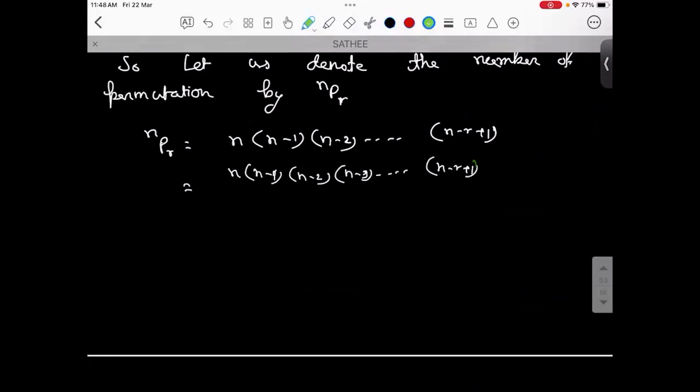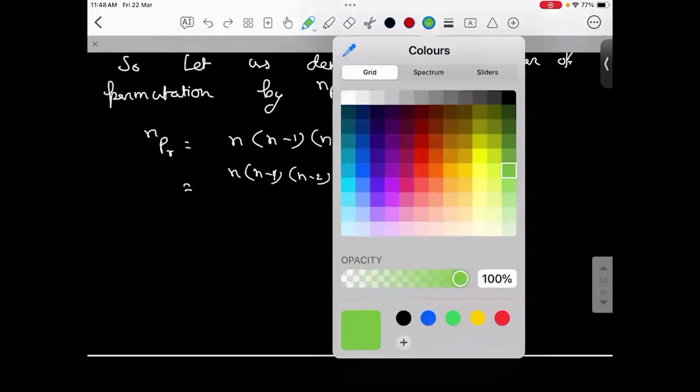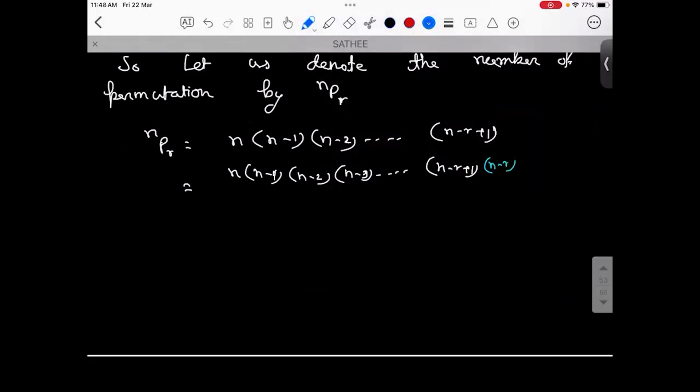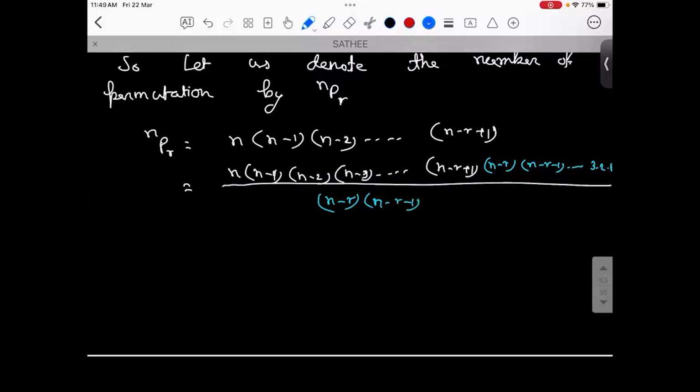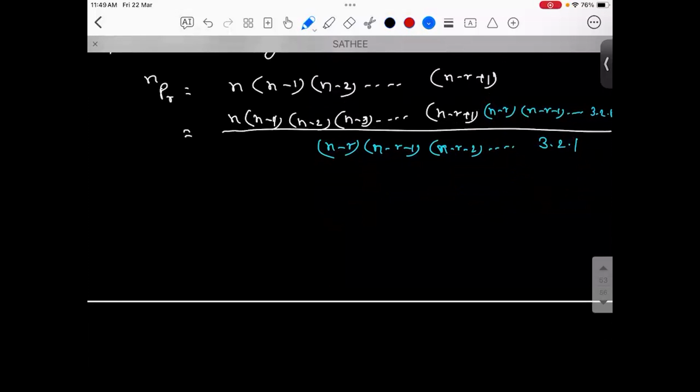Multiply the upper side by, changing the color, the blue one: n minus r, n minus r minus 1, and so on, 3, 2, and 1. If I multiply the upper side with this term, I need to adjust the lower term with the same term. So the lower term is n minus r, n minus r minus 1, n minus r minus 2, and so on, 3, 2, 1.